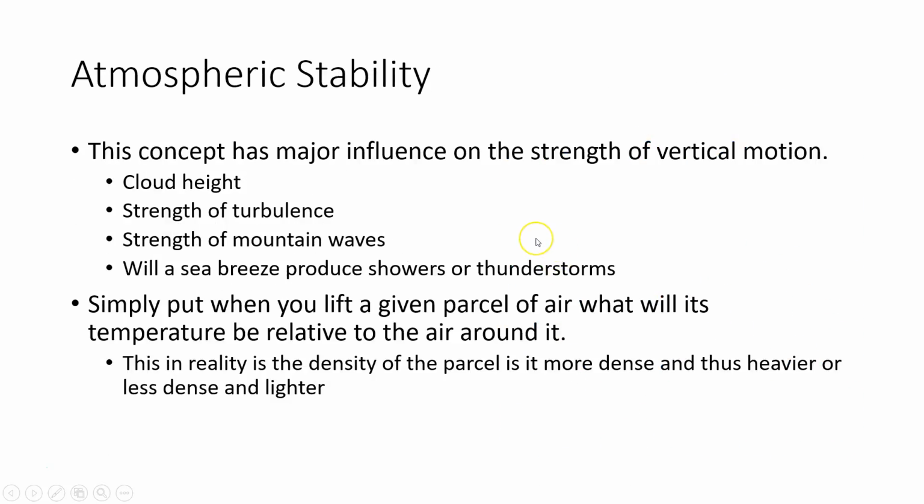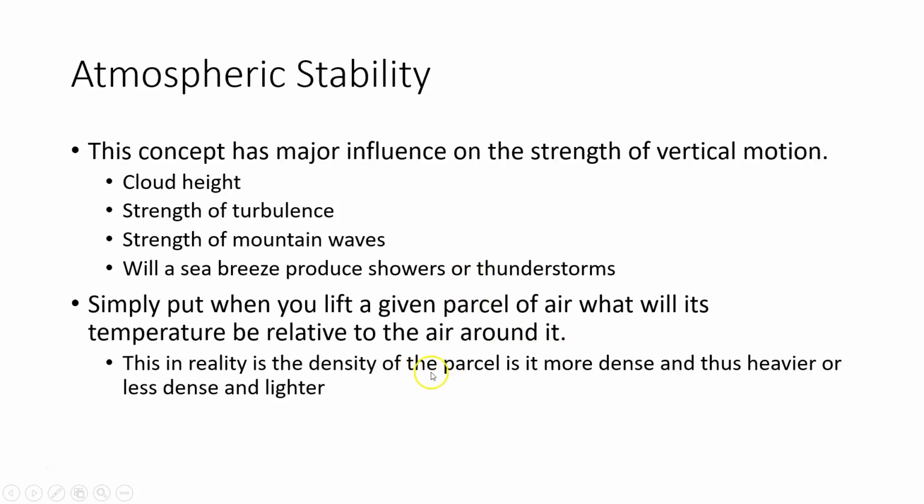So we're going to talk a little bit about stability too. Stability influences how fast vertical motion is. You can get convergence and you can get divergence to push the air up. But if you get the extra component of stability, say you're unstable, you have instability, that can increase that speed up tremendously. So that can have a major influence on the amount of clouds, strength of mountain waves, the sea breeze, where they'll even form showers or thunderstorms with it.